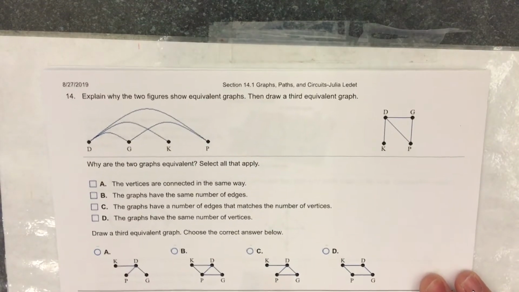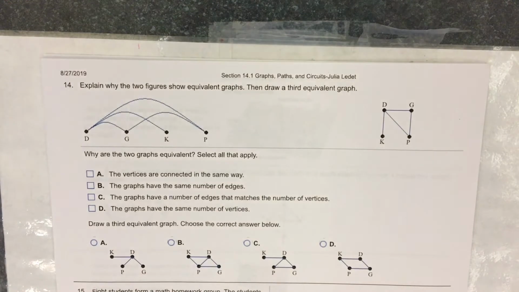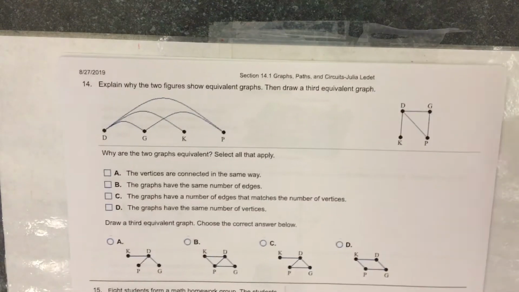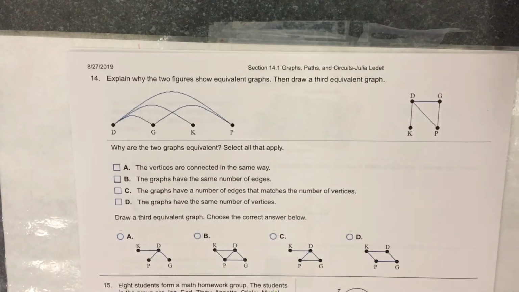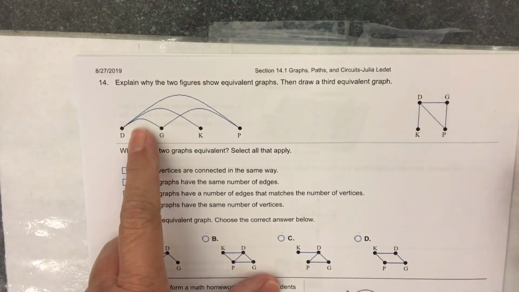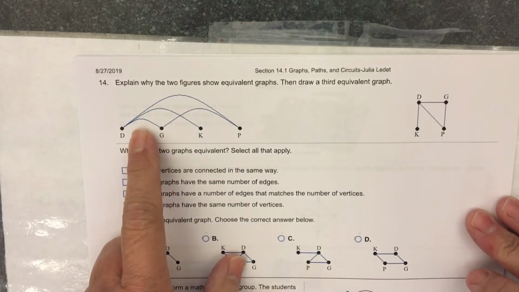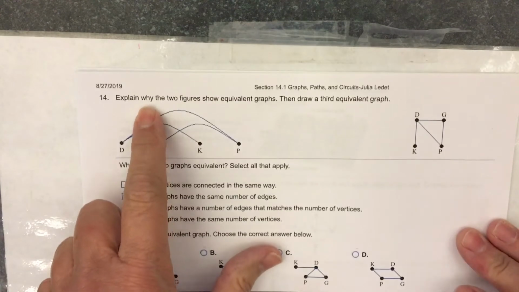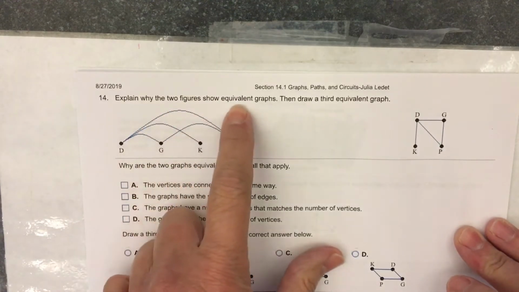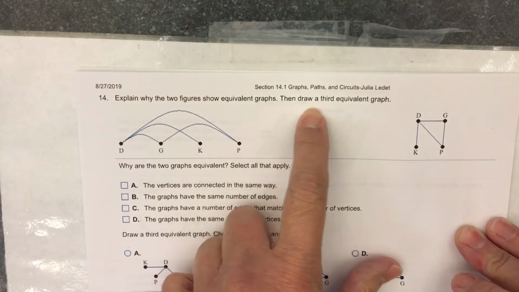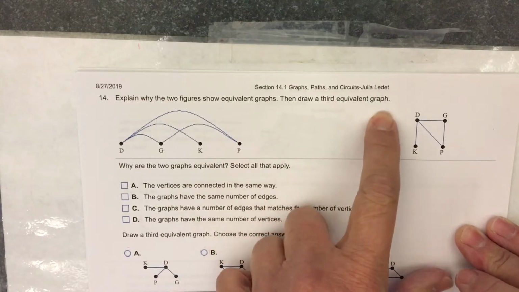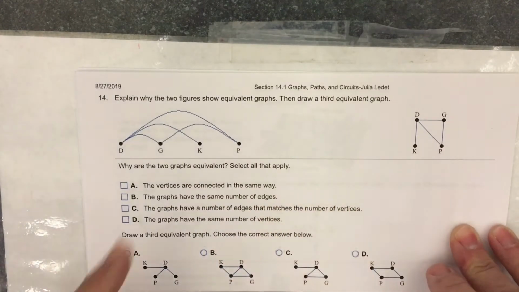Number 14, this is the one I was thinking of when I said some of the graphs just look terrible. Let's read the question first. Explain why the two figures show equivalent graphs. Then draw a third equivalent graph.